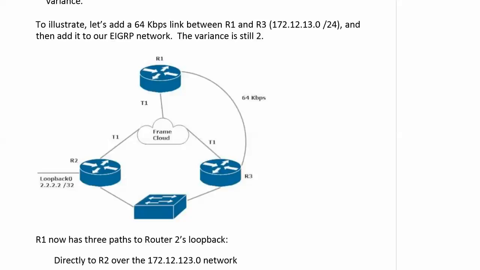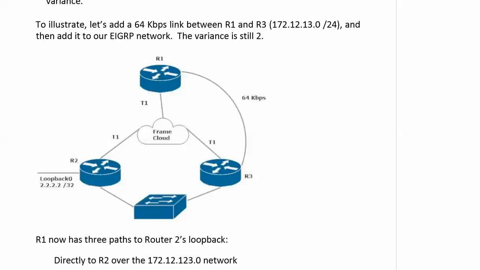Now at this point, router 1 has 3 paths to get to router 2's loopback. It could go over the frame network 172.12.123.0, directly to router 2, and then you're at the loopback. It could go through the frame 172.12.123.0 to router 3 and then over the Ethernet to router 2, and then you're at the loopback. And now it can go over the 64K line to router 3 and then through the Ethernet and then to router 2.